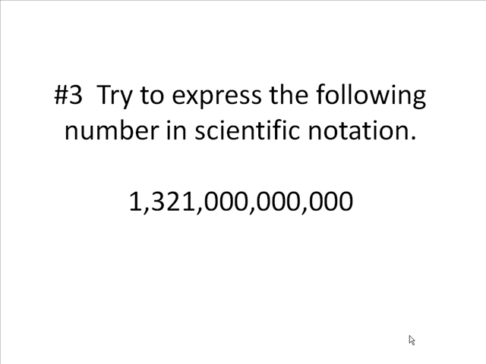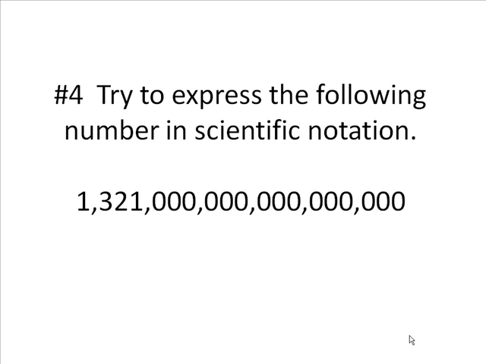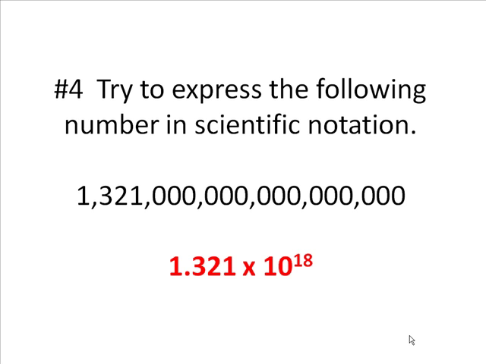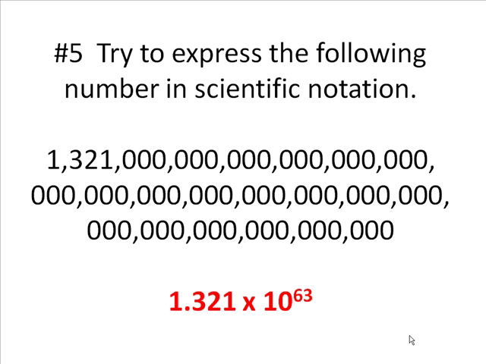Try to express the following number in scientific notation. The answer you should have gotten is 1.321 times 10 to the 12th. Try to express the following number in scientific notation. The answer that you should have gotten was 1.321, or rounded to 1.3, times 10 to the 18th. Try to express the following number in scientific notation. It's starting to get a little ridiculous. Pause. Count the number of zeros or places after the decimal point. The number that you should have gotten was 1.321 times 10 to the 63rd, or 1.3 times 10 to the 63rd.